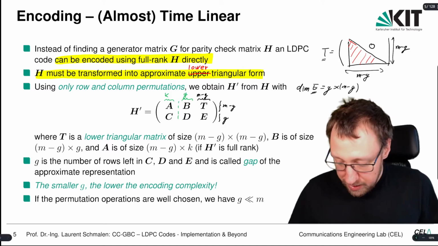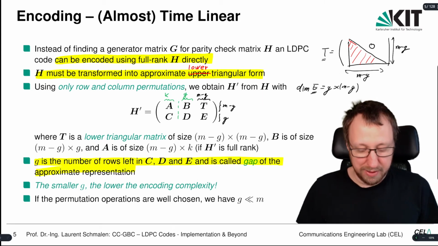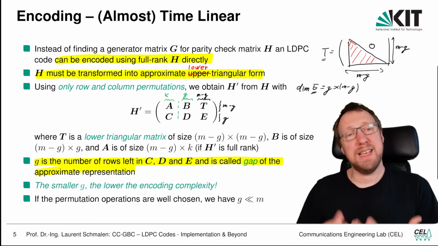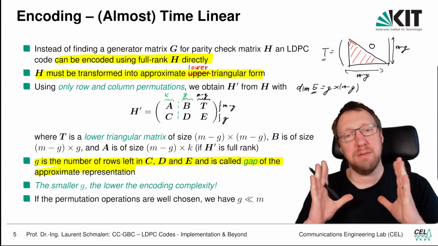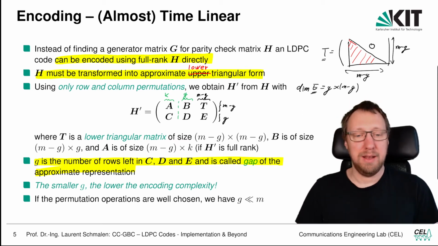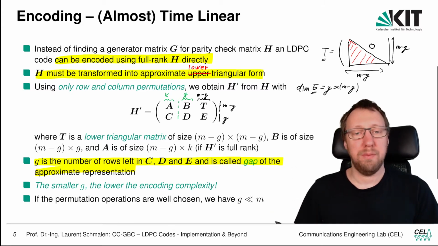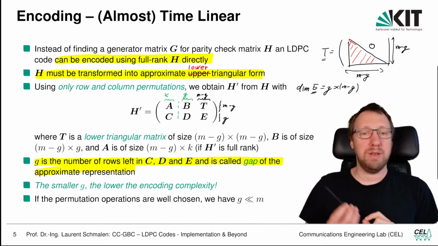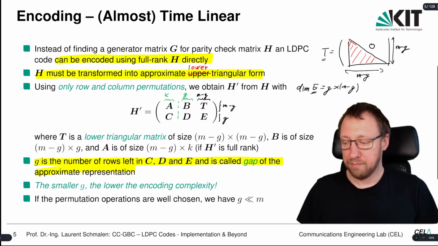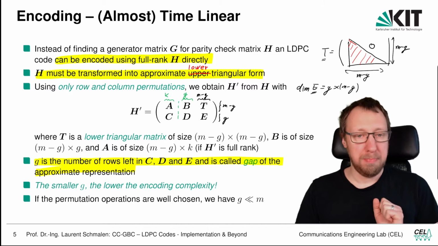G is what we call the gap of this approximate representation. We'll see that the encoding complexity depends on G, and if G becomes smaller, the encoding complexity becomes smaller. If the row and column permutations that transform H into H prime are well chosen, then we can have a very, very small such gap. Okay, so now how can we do the encoding?